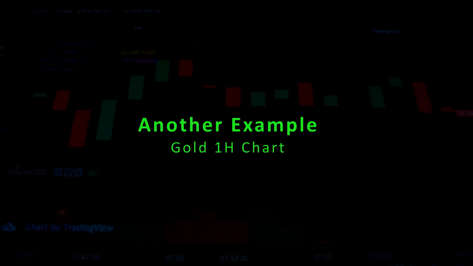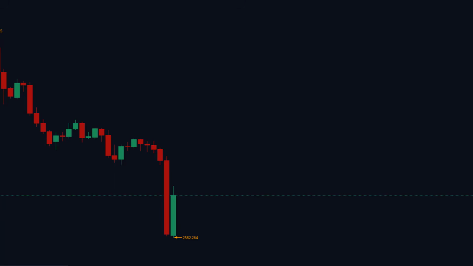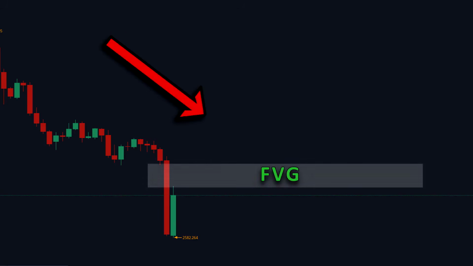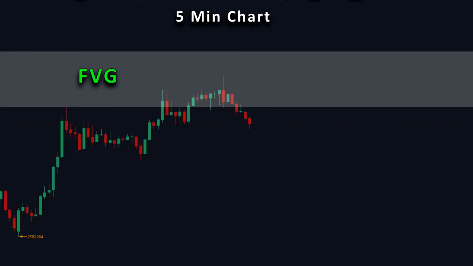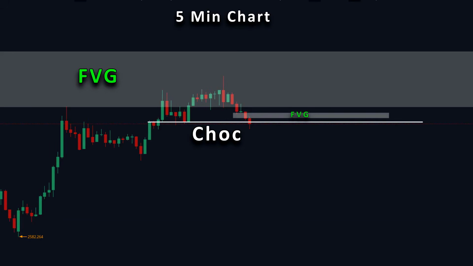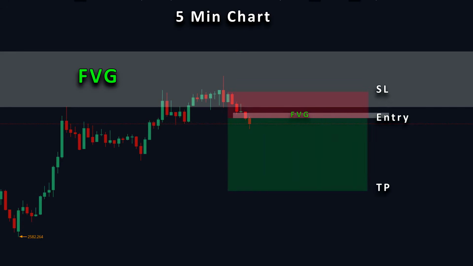Example: Gold 1-hour chart. Looking at the gold 1-hour chart, we see a downtrend in progress with fair value gap areas that could provide short trade opportunities. We then wait for the price to return to this area and zoom into a lower time frame to execute the trade. On the 5-minute chart, we identify a change of character along with a fair value gap area. The next step is to place a sell order at the beginning of the FVG zone while setting our stop loss above it. Now, let's see how this trade plays out.